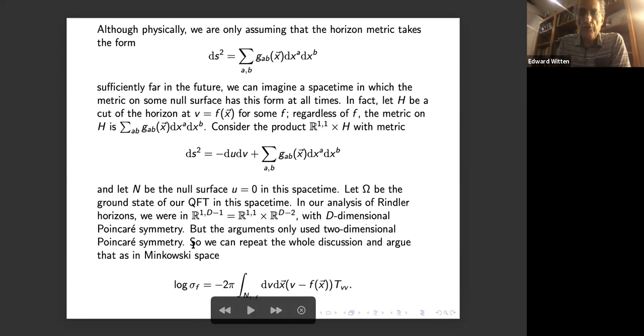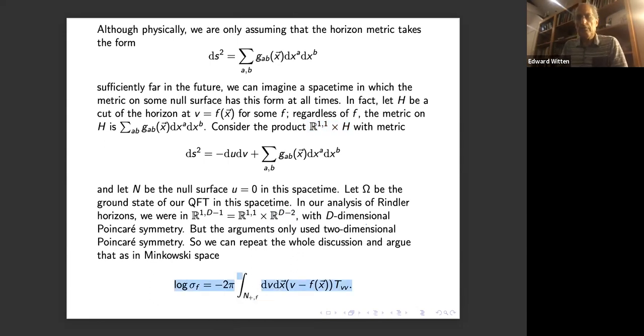So we can repeat the whole discussion and argue that if we take the vacuum state, not in Minkowski space, but in R^{1,1} times H, then the reduced density matrix of the vacuum to the future of a cut satisfies the same formula that we had in Rindler space. Namely, log sigma f is minus 2 pi times all this.